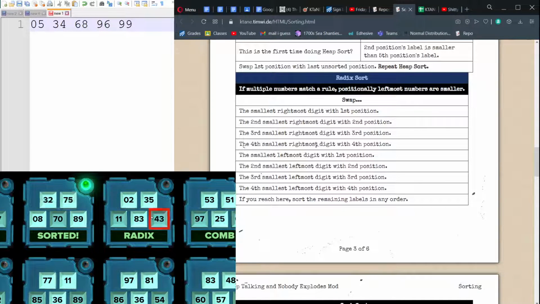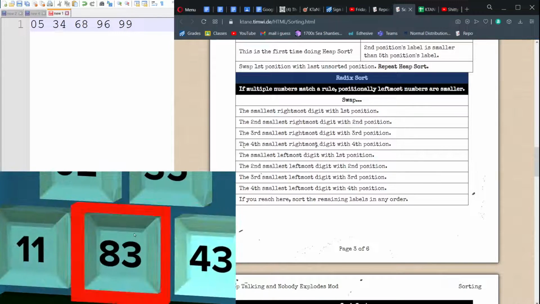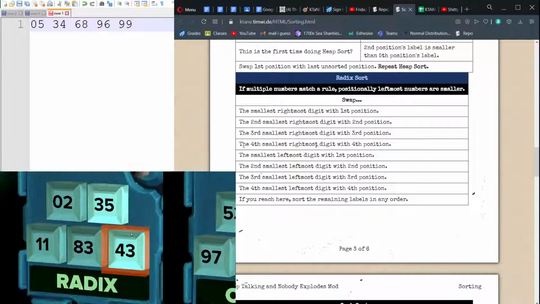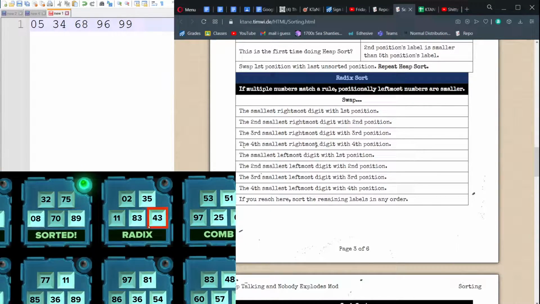But as you can see here, we have 83 and 43. Both of them are 3, and they're tied for the third smallest. You don't swap these two, because positionally, this 83 is smaller than this 43. So you would just ignore this and swap this 43 and this 35. And then we continue on like normal.